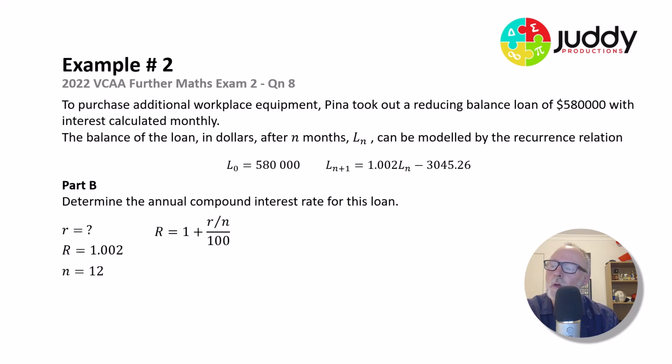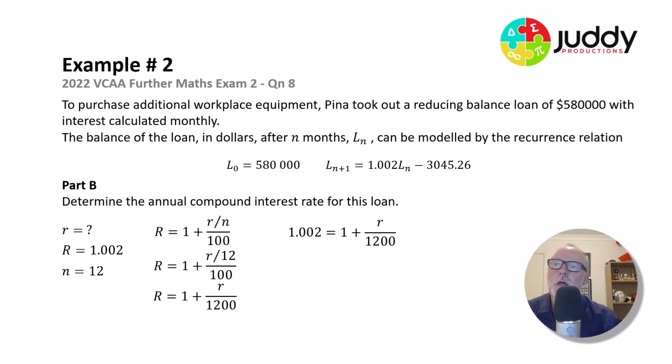So there's the rule that relates the multiplication factor, capital R, to the annual interest rate, little r, and also the number of payments per year, n. In this case, the n was 12 because it's monthly, 12 payments per year. And that can be simplified to R, the multiplication factor, is equal to 1 plus the annual interest rate divided by 1200. And we can relate that to the multiplication factor shown in the recurrence rule of 1.002.